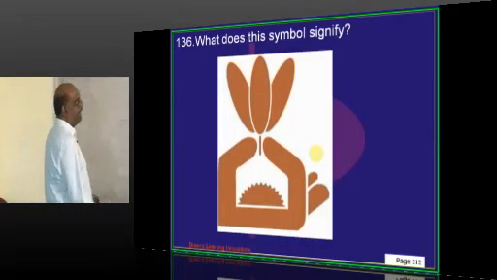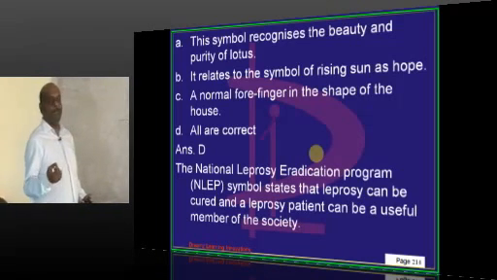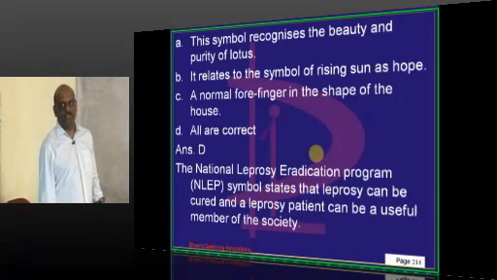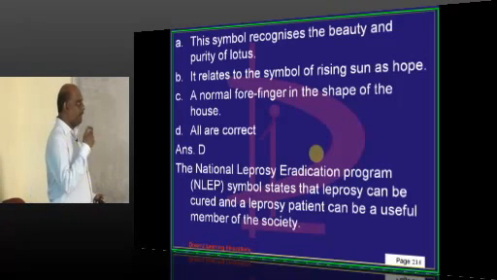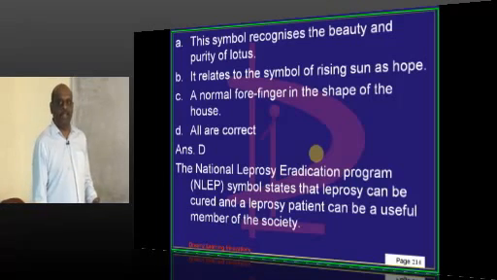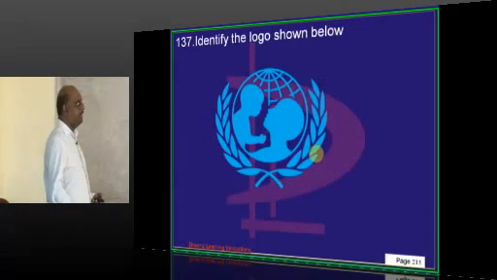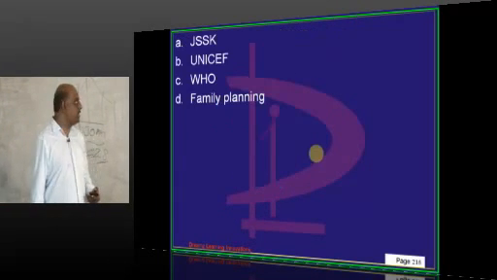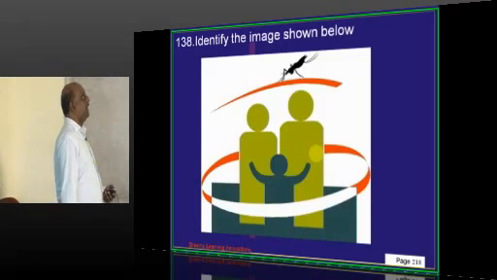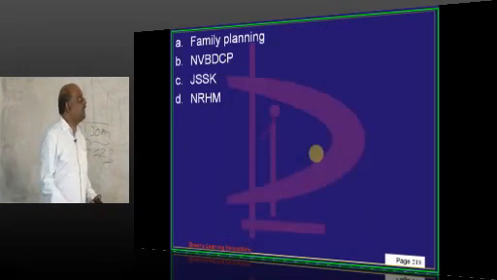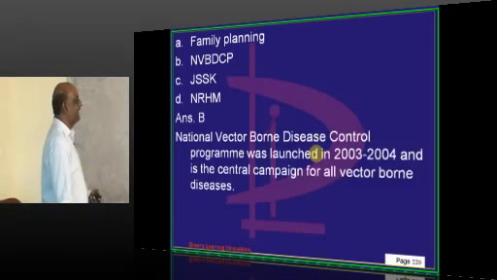Then what does this basically signify? The National Leprosy Eradication Programme symbol typically states that leprosy can be cured, a leprosy patient can be a useful member of the society, and we should remove the stigma of leprosy. That's what the symbol signifies. Now this is the typical logo of UNICEF, which is headquartered in New York. And already the vector is sitting on top of it. So if you know that in NVBDCP the V is vector, you can answer.